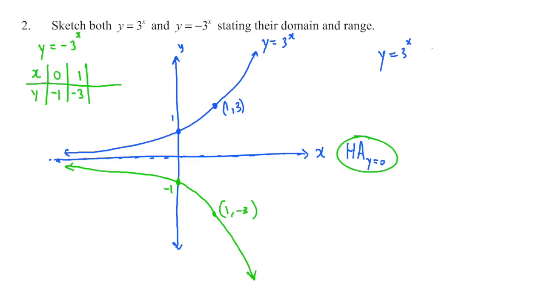x, we know that the domain was all real x, and the range was y greater than 0. For y equals minus 3 to the power of x, the domain is all real x, and the range is y is less than 0 because it's under the x-axis. So, playing around with our graphs.